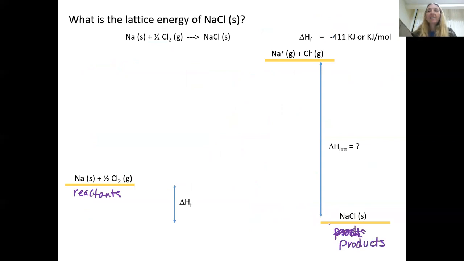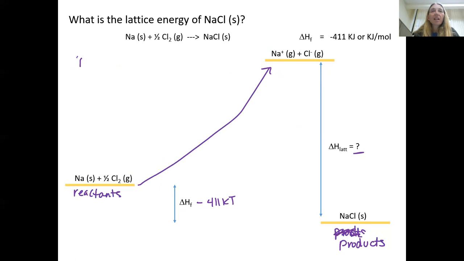Okay, and I know my delta H value is negative 411 kilojoules. Delta H of formation. And I know my delta H lattice right here is what I'm looking for. In order to find this delta H lattice energy, I have to go through sodium plus gas and chloride minus gas. So what that means is I need to find the process to get up there.